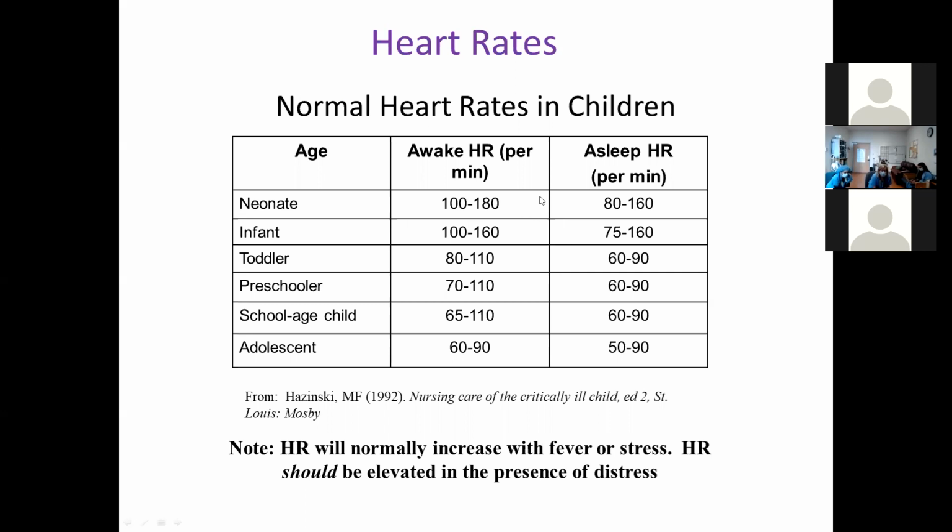The younger the child, the higher the heart rate, and when they approach adolescent age, their heart rate becomes closer to an adult's. Everything has to be interpreted in light of clinical conditions, and you need to know their baseline. Whenever you have an abnormal heart rate, try to find an explanation. Is the child dehydrated? Is the child in pain? Does the child have fever? Try to find an explanation why the heart rate goes up.